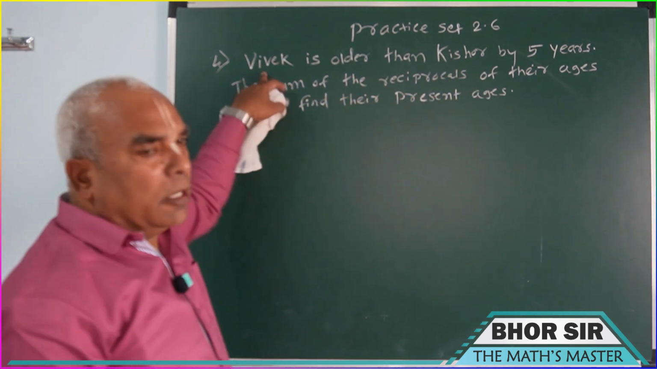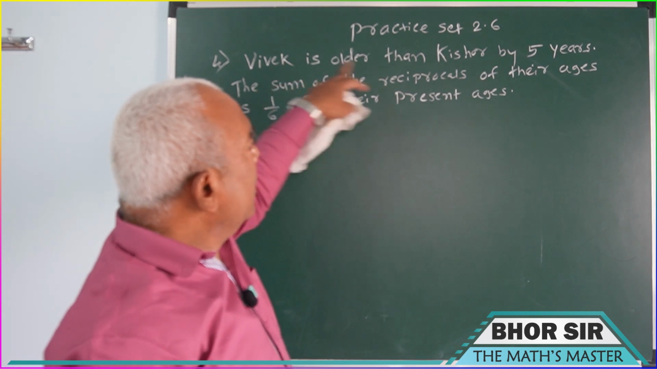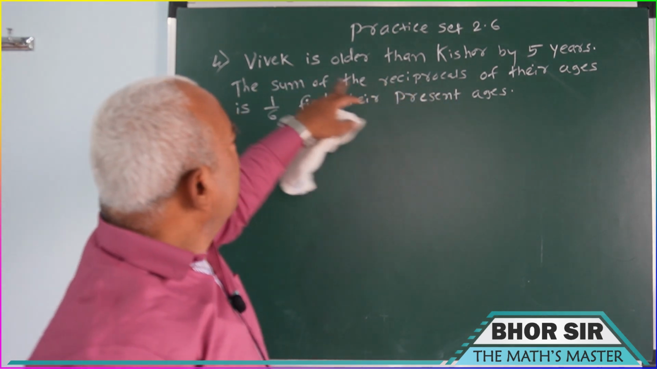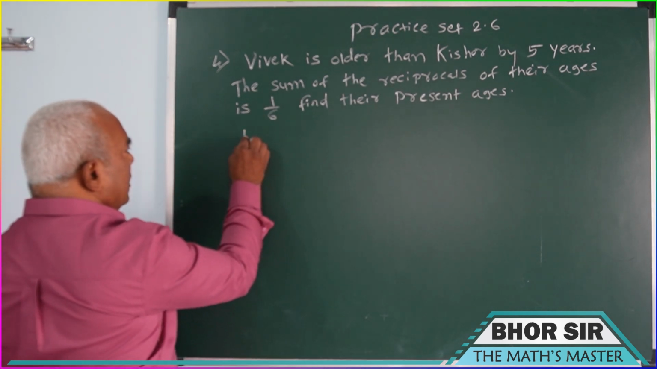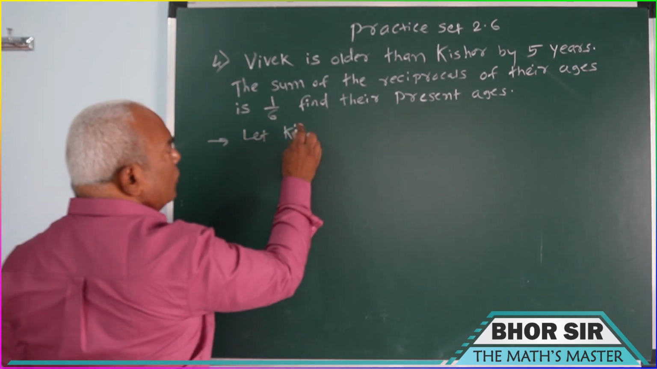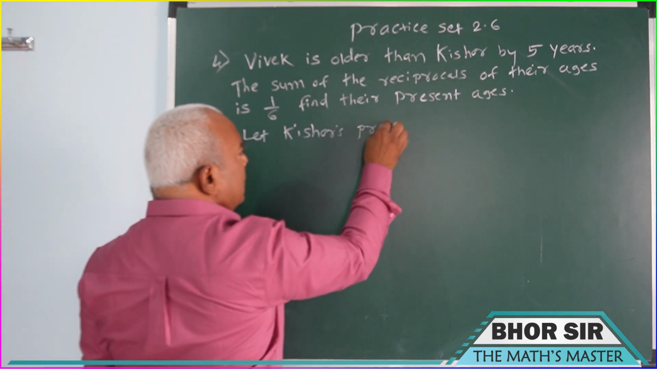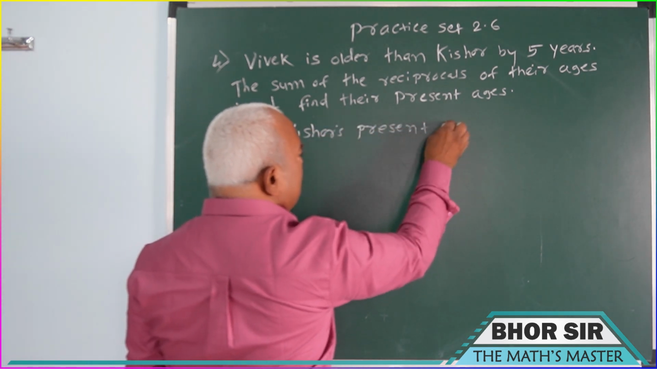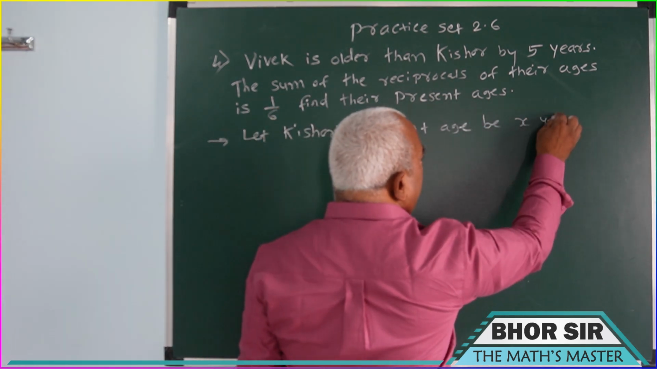And who is older? Vivek. Vivek is older than Kishore by 5 years. Therefore, Vivek's age will be x plus 5 years. We should say: let Kishore's present age be x years.